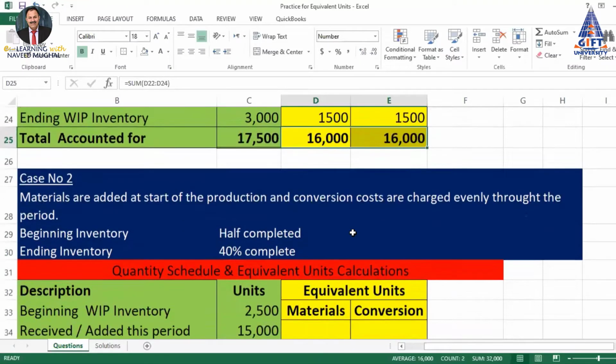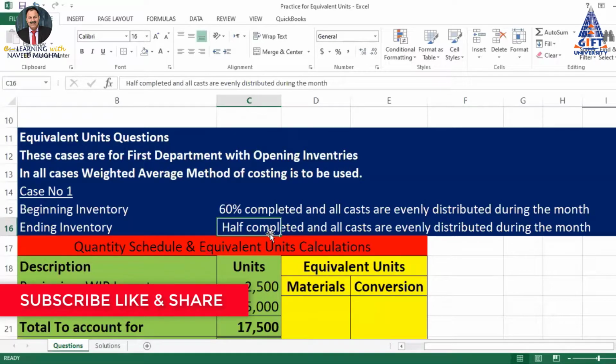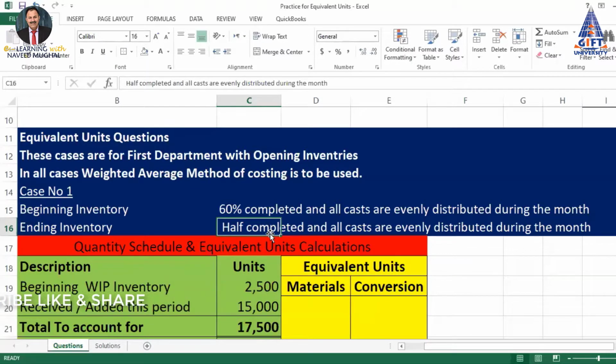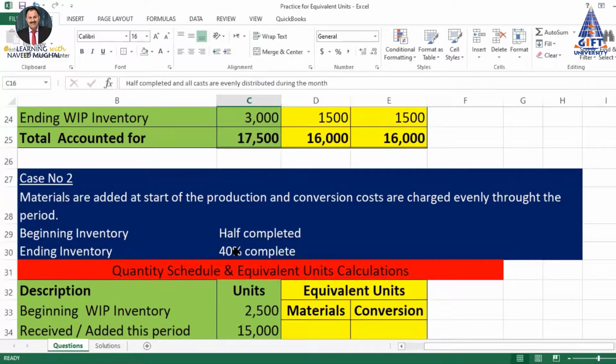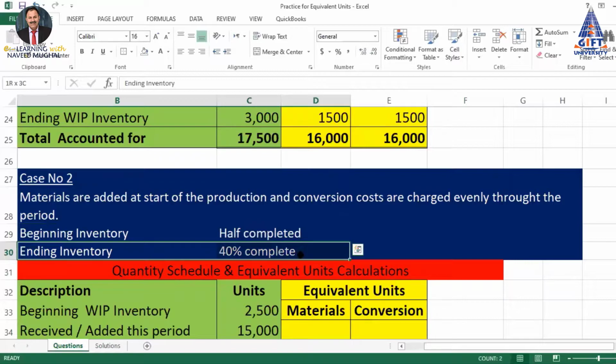Here is the second case in which I have altered some information. The equivalent unit information can be given in percentage as well. Here we have been given the information as a percentage, and this information is in a ratio. Because we are using the weighted average method, this information is irrelevant. The relevant information is the completion stage of ending work in process inventory.